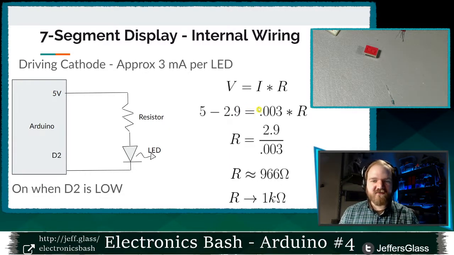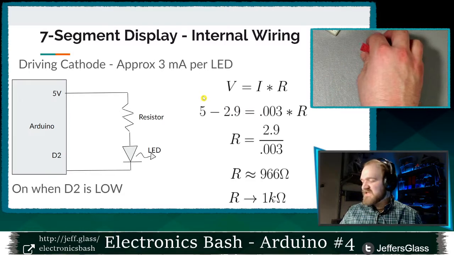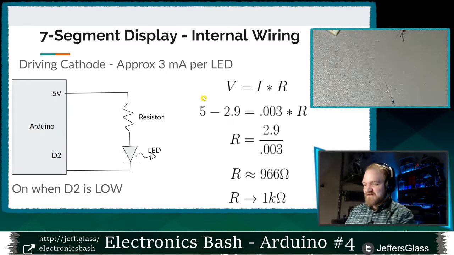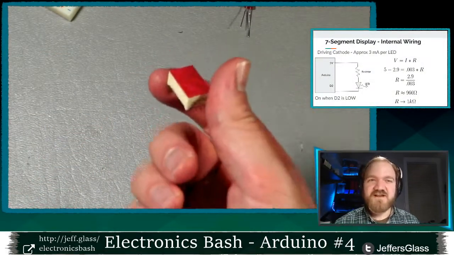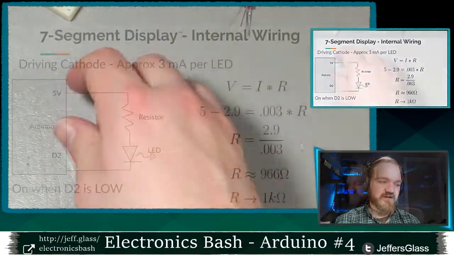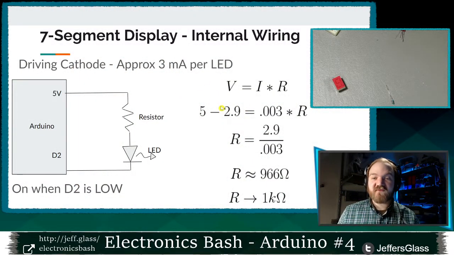For the purposes of our demo tonight, I'm going to be driving each of these segments from 5 volts, and I'm going to be driving them at about 3 milliamps. We have an unknown 7-segment display that I just pulled out of my junk box. I don't know how old they are or what they can handle, so I picked 3 milliamps as a really safe value. So here's how I figured out what size the resistor should be in line with them.